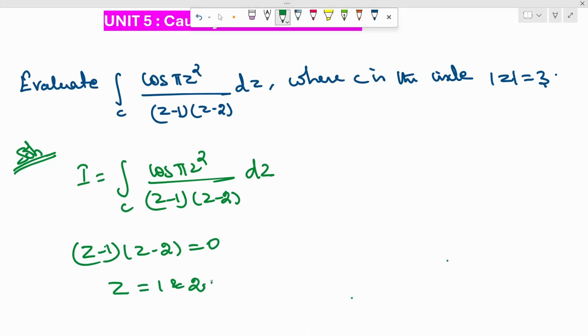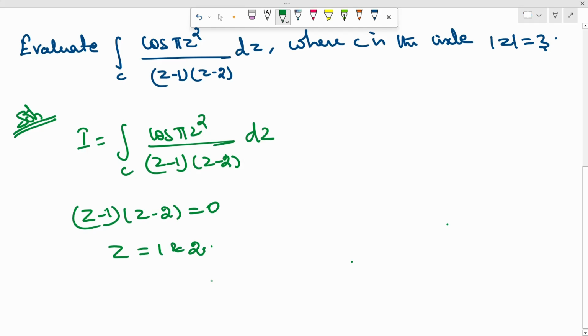These are the poles. In every problem, first we have to find the poles, and then we have to check the order. Order means the power value, which here is 1. If the power value is 1, we can say that these are simple poles. So z = 1 and 2 are simple poles.